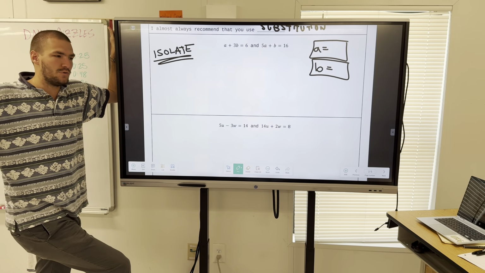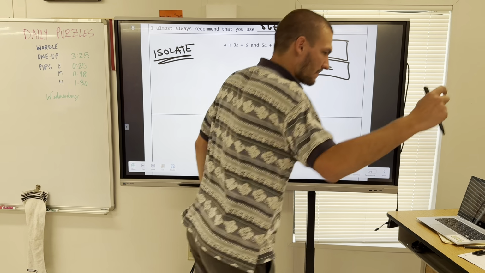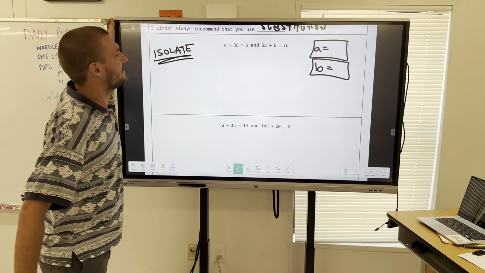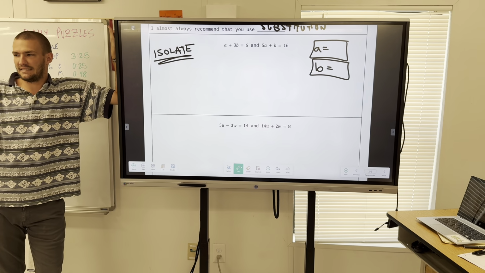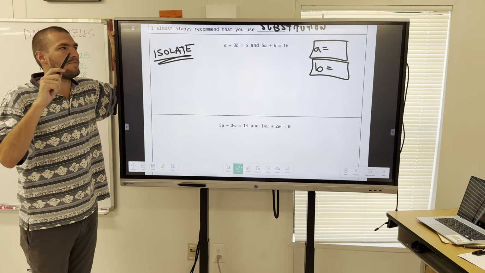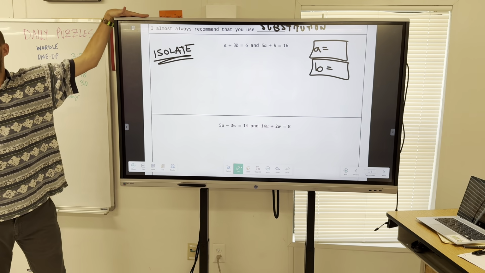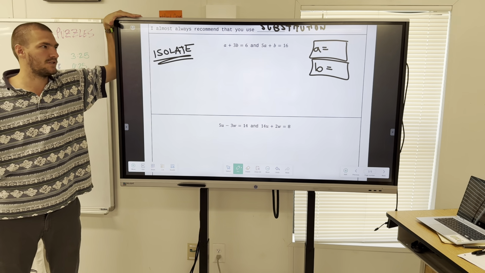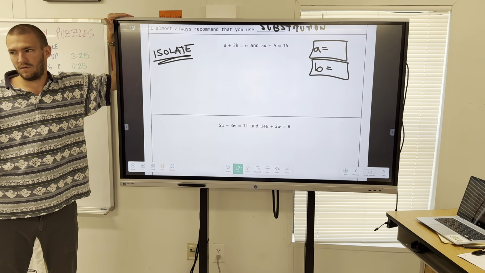You were absolutely right, Alina. And subtracting 3b is exactly what we want to do. Now, there are good choices and bad choices as to which letter we want to isolate. So before we go any further, why did you choose to subtract 3b? I thought it was more simple.